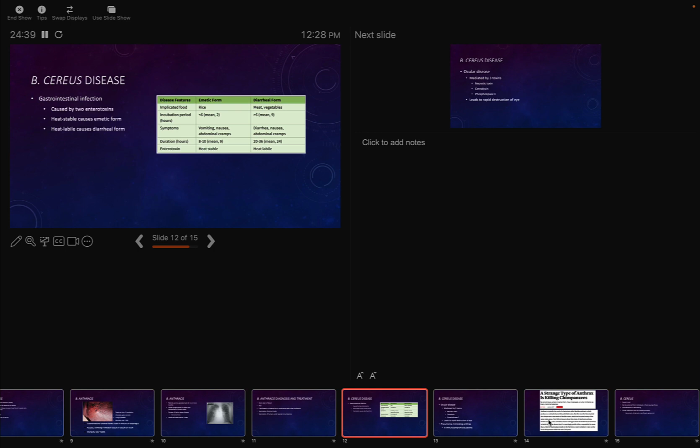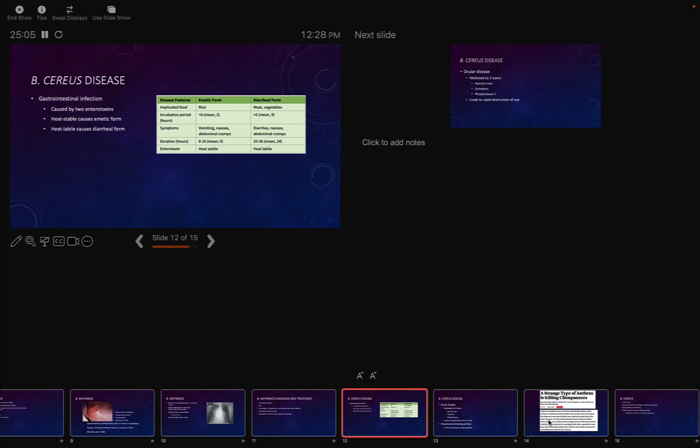There is a heat-stable toxin. So that means no matter how much you reheat your food, if the toxin is already on your food, you will get sick. The heat of the microwave won't kill or destroy the toxin. So you're not even necessarily ingesting the organism in that case. You're just ingesting the toxin itself, and it causes the emetic form of the disease, or vomiting.